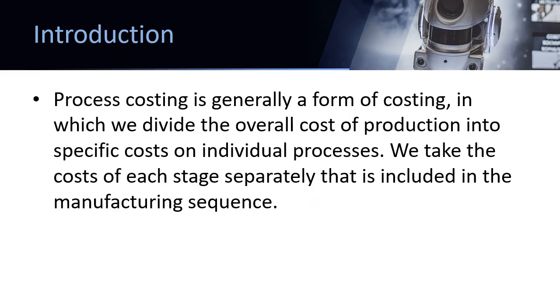Introduction. Process costing is generally a form of costing in which we divide the overall cost of production into specific costs of individual processes. We take the cost of each stage separately, that is included in the manufacturing sequence.